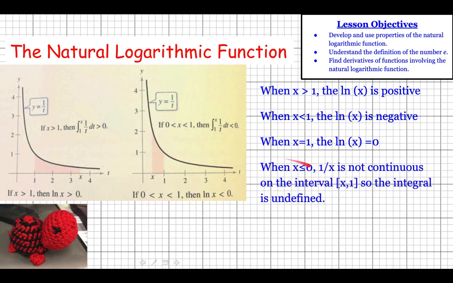And if I pick an x value that's less than 0, this graph of 1 over x is not continuous. So I could not take the integral from 1 to x if I am over here, because I have an asymptote. So it's undefined on the interval x to 1 if x is less than 0. So that's why we can say my domain is x greater than 0. We can't be 0 because that's, again, where the asymptote is. The range is all real numbers because I get positive numbers this way, I get negative numbers this way.